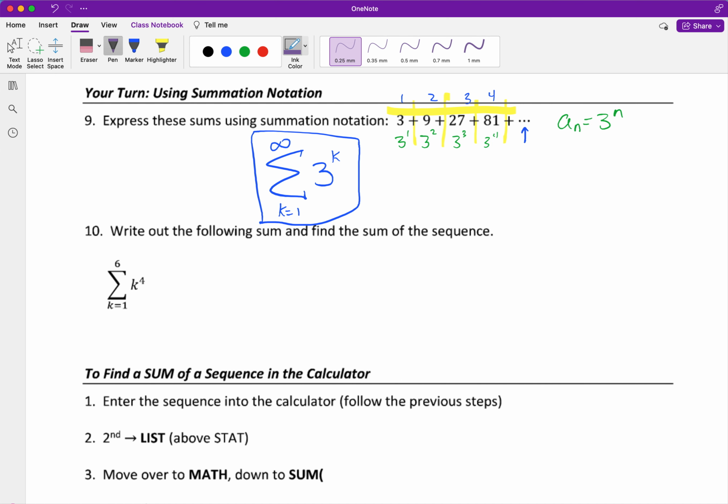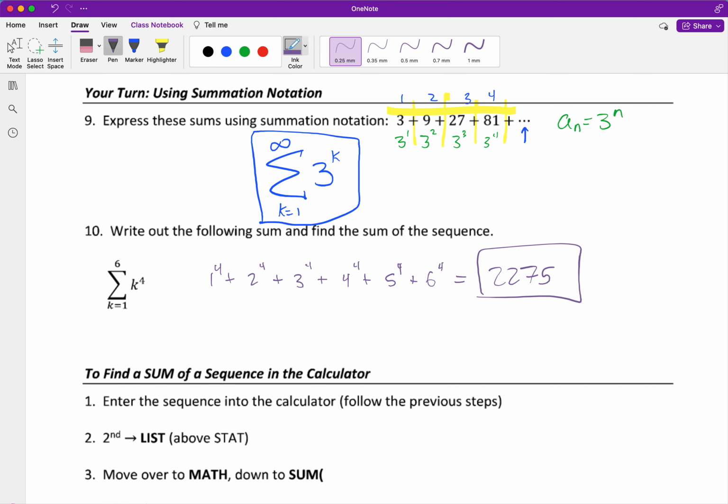All right, here they want us to write out the sum and find the sequence of that sum. So I'm starting at 1 and going to the 6th term, and I'm doing k to the 4th power. So I'm doing 1 to the 4th, 2 to the 4th, 3 to the 4th, 4 to the 4th, 5 to the 4th, this is going to be a big number, 6 to the 4th, and I'm adding all of those together. And when I do that in the fancy calculator, I'm going to get 2,275. So that's what the sum would be written out, and also what it actually equals.